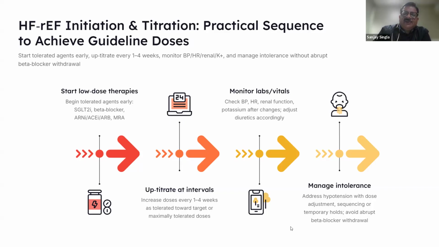Diuretics should be avoided as far as possible, if the patient's NT-proBNP is more than 1,000 or something like that, or the patient is exacerbating. We can use loop diuretics, but they don't give us any benefit of mortality and morbidity in these types of patients. Up-titration should be done as soon as possible, but slowly. And we have to see the intolerance also, whether the patient is going into hyperkalemia or hypotension.